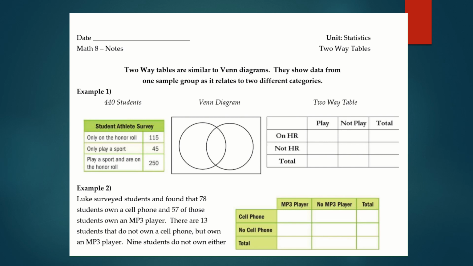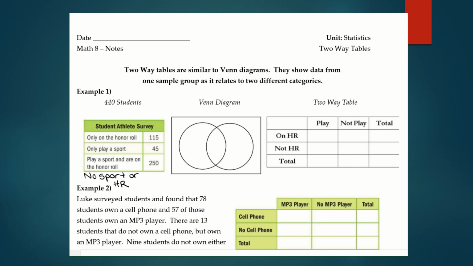Now, one thing that's missing from this table is students that are not on the honor roll and do not play a sport. So I'm going to add in a little space at the bottom where it says no sport, or I'll say HR for honor roll.